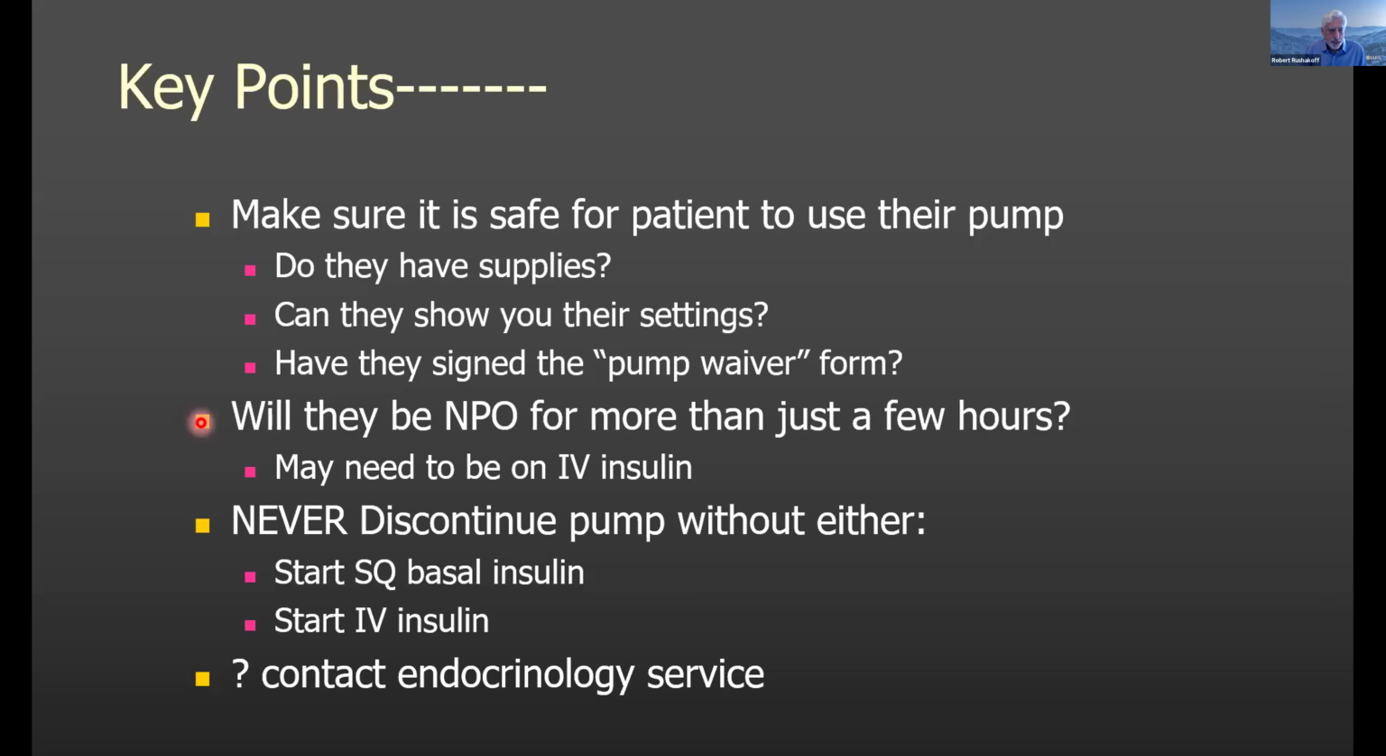Okay, so some key points here. First, is it safe for the patient to use their pump? They have to have supplies, they have to be able to show you some settings, and they have to sign a waiver form. Are they going to be NPO for a long time? And we have to decide what that means. We'll talk about that in a second. Generally, if they're going to have prolonged NPO time, probably more than 8 to 10 hours, with a procedure, they may need to be on IV insulin. But never discontinue a pump without starting them on sub-Q basal insulin or IV insulin, and maybe contact an endocrine service to follow these patients if you have that.